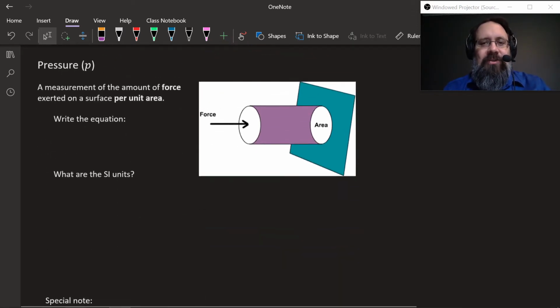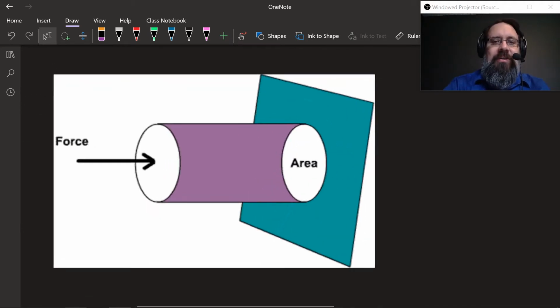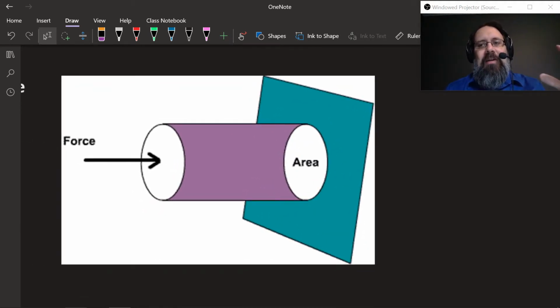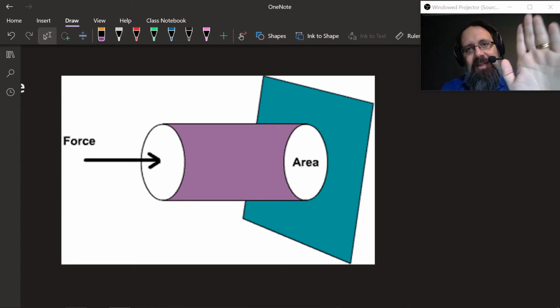So what is pressure? The definition of pressure is it's a measurement of the amount of force that's exerted on a surface per unit area. So this picture is explaining that pretty clearly. So you have this object and it's being pressed into the surface.